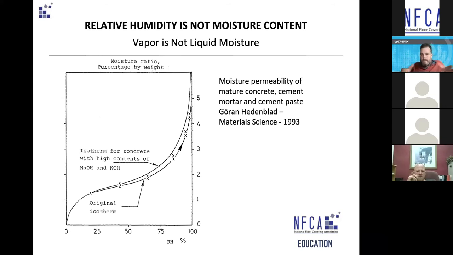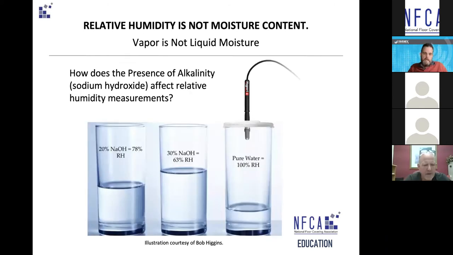So from the concrete industry versus the flooring industry, it's a very different problem. But this is from Bob Higgins here. This is one of the pictures I took from his presentation. He's on the call now, so I'm sure he won't mind. I think this is a very good presentation, and a very good example that somebody can actually do this themselves.